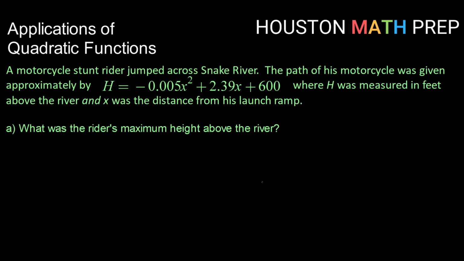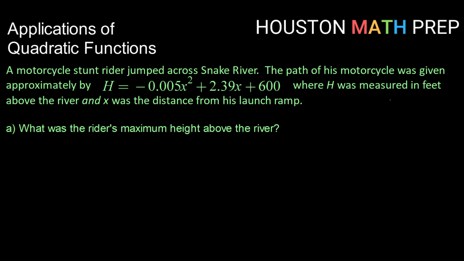In this video, we're going to continue our look at applications of quadratic functions. So let's say here's our setup. A motorcycle stunt rider jumped across Snake River. The path of his motorcycle was given approximately by this function, where capital H measured the height in feet above the river and x was the distance from his launch ramp.